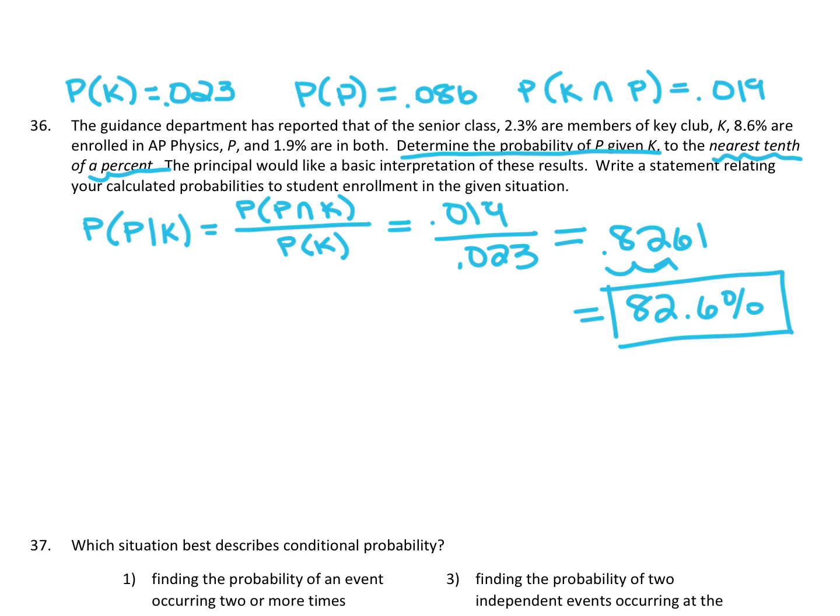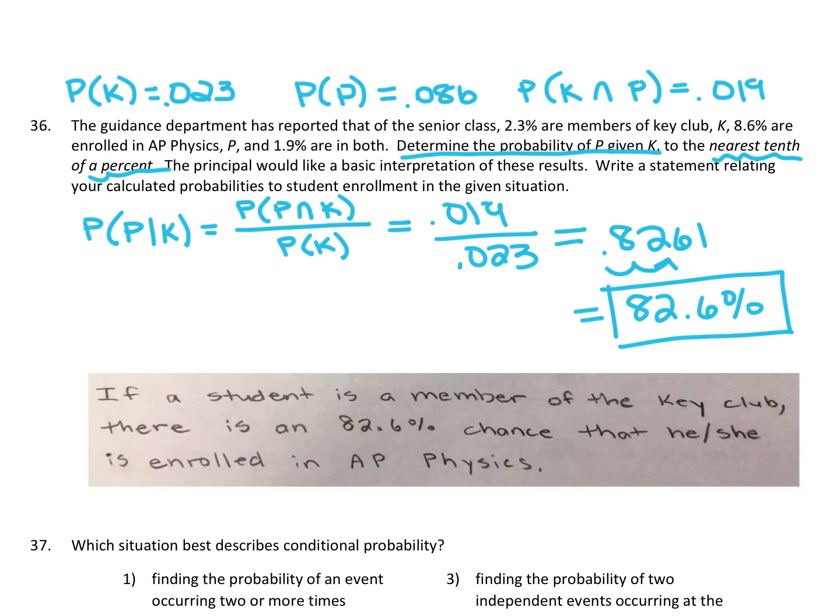Okay, so the probability, well, let me say it like this. If someone is in the Key Club, the probability of also being in AP Physics is 82.6%. And actually, they do say to write a statement relating your calculated probabilities to student enrollment in the given situation. All right, so let's write that out. Okay, so if a student is a member of the Key Club, there is an 82.6% chance that he or she is enrolled in AP Physics.